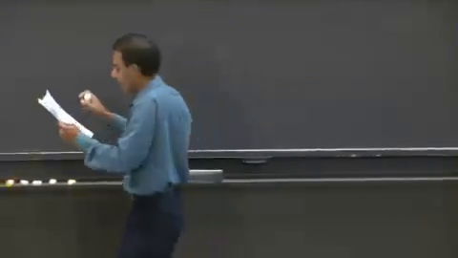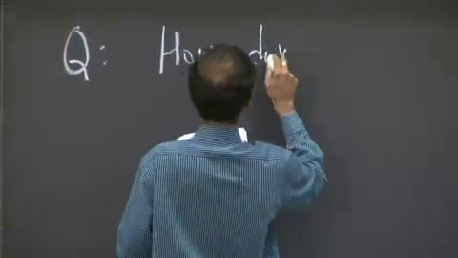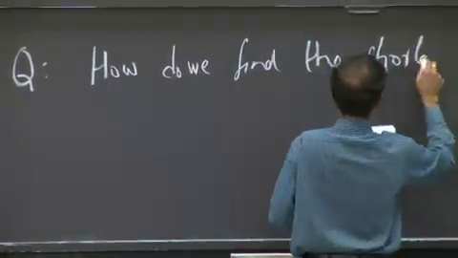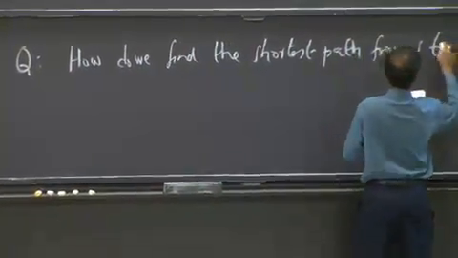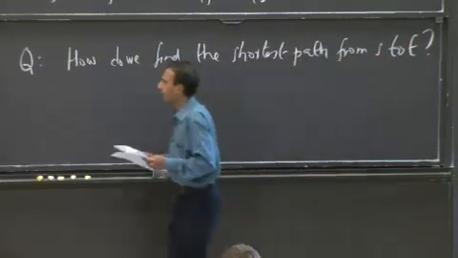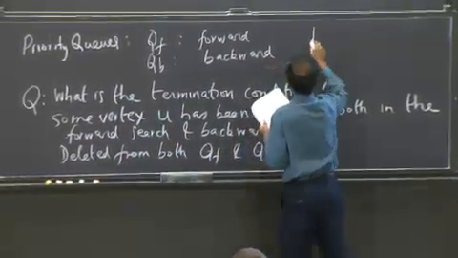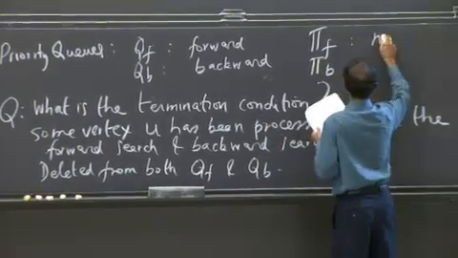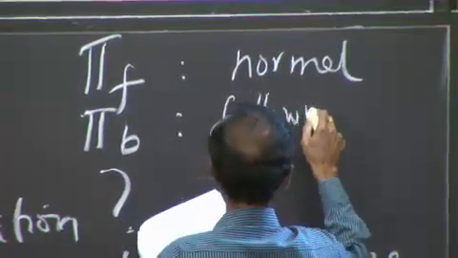There's a harder question, which is how do we find the shortest path after termination from S to T? Okay, and I should say specifically that, and I forgot to put this up, which I should, that we're going to have pi F and pi B, which is sort of the normal data structure, and the pi B is following the edges backward.